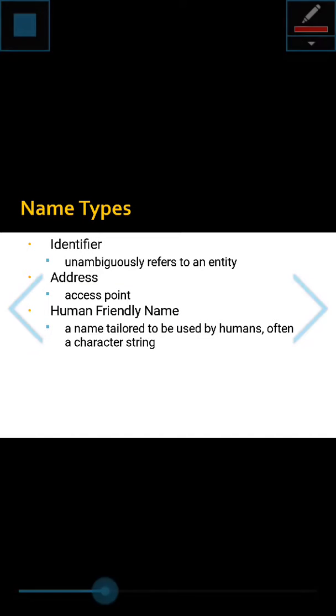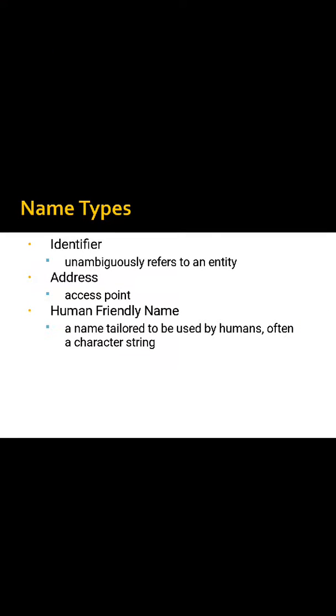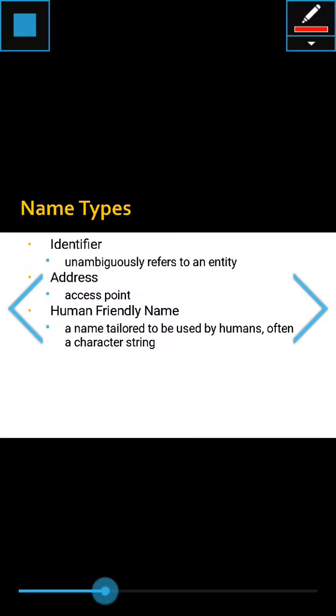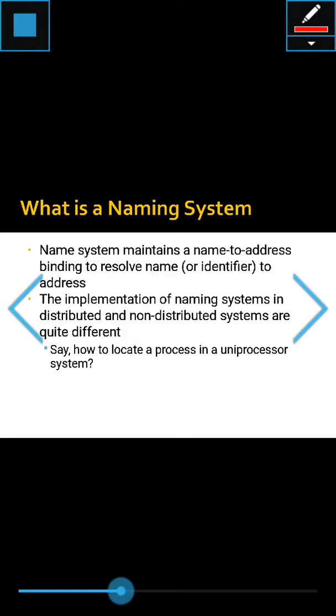Name types. There are three name types. The first one is identifier, then address, and then human friendly name. An identifier unambiguously refers to an entity. An address can be any access point in numbers, and a human friendly name is any name which can be used by humans, often a character string, like my name Shubhangi.